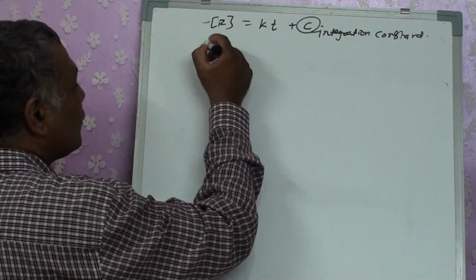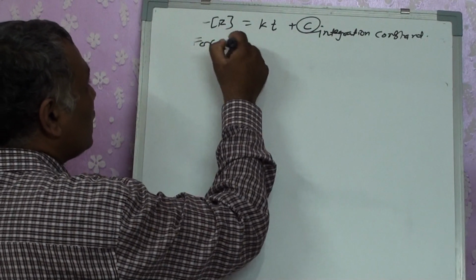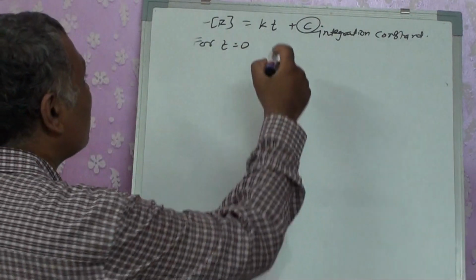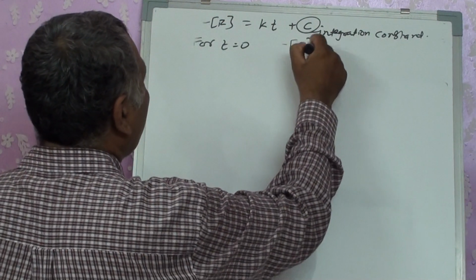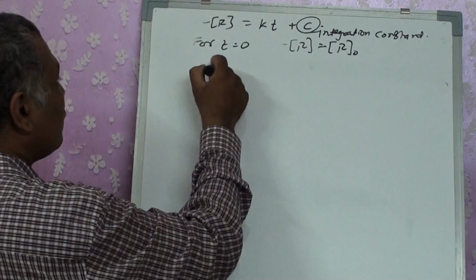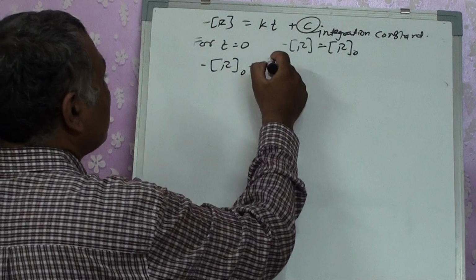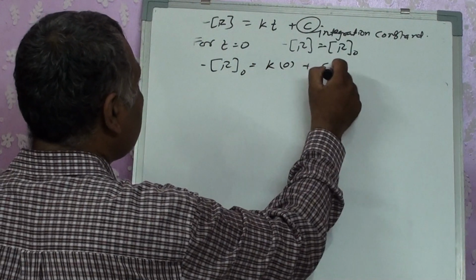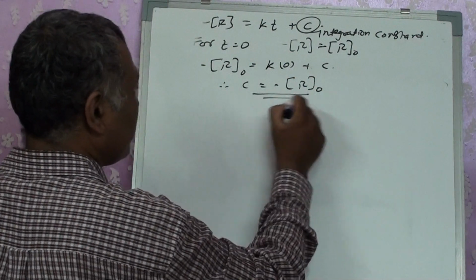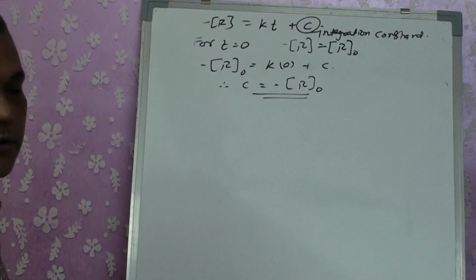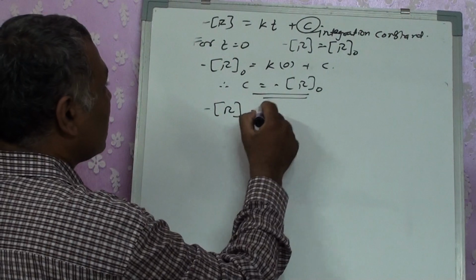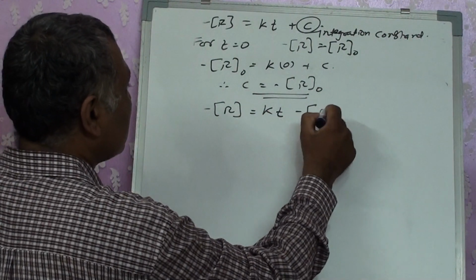So if I substitute t equals 0, that means the reaction has not started. At time t equals 0, what will be the value of [R]? Your [R] will be equivalent to [R]0. Substituting the value in the given equation, you get [R]0 equals k into 0 plus C. Therefore, C equals minus [R]0, the value of the integration constant. Substituting it in the given equation, we get minus [R] equals kt minus [R]0.